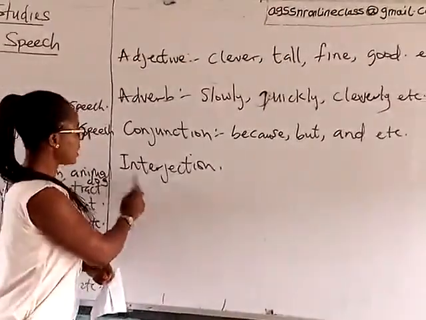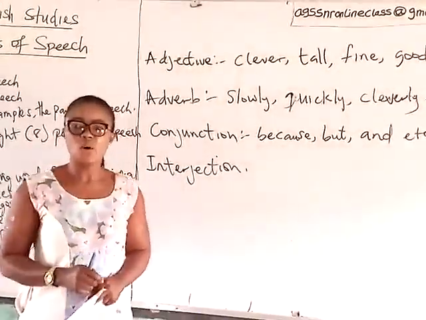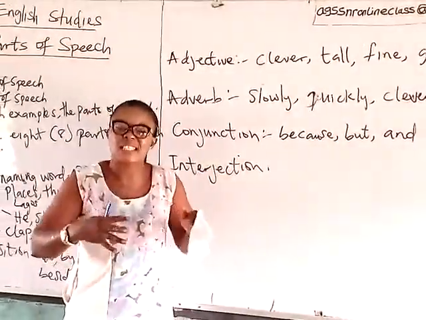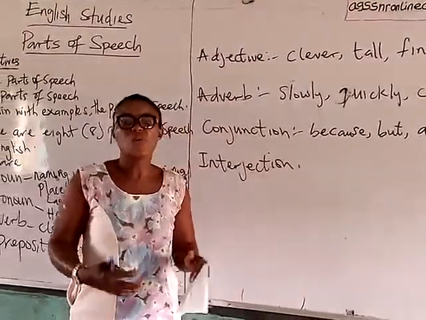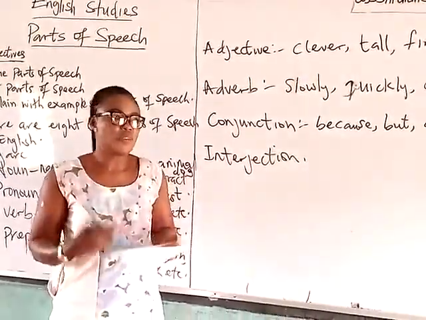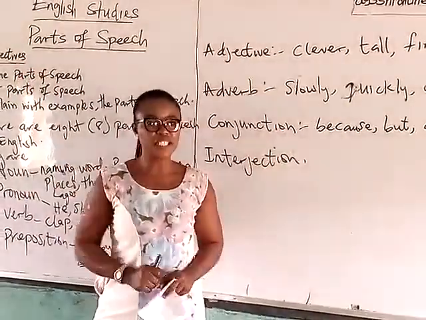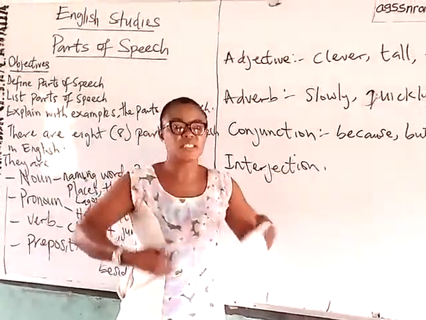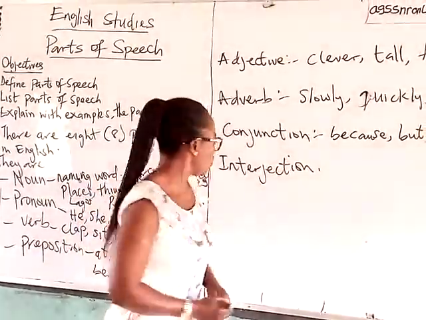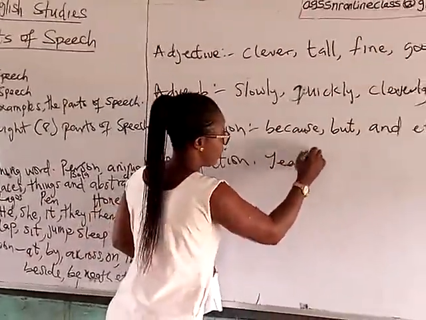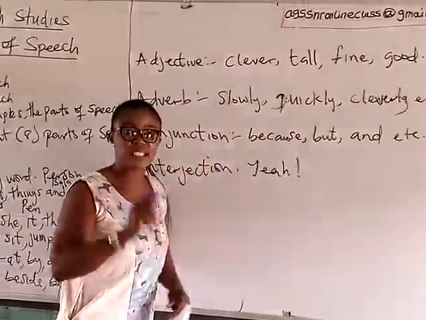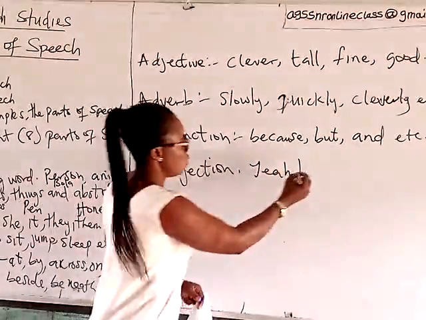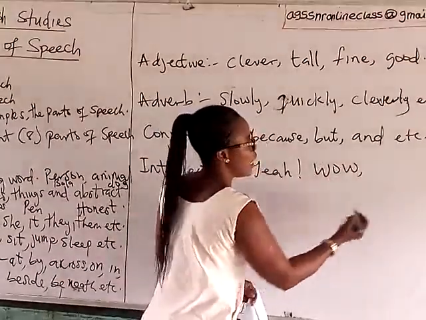Interjection. The last part of speech for today. What is an interjection? An interjection is a word which expresses a sudden emotion. For example, hooray, yeah, hallelujah. Because it expresses sudden emotions. And before I forget, it must have an exclamation mark at the end of it. We can have whoa, we can have hooray, etc.